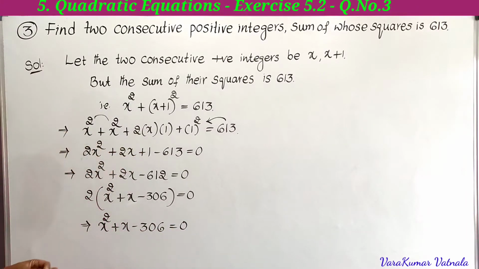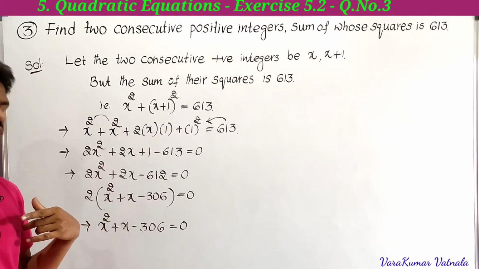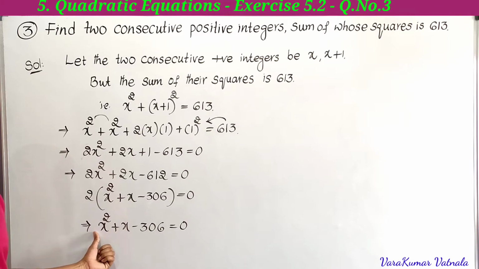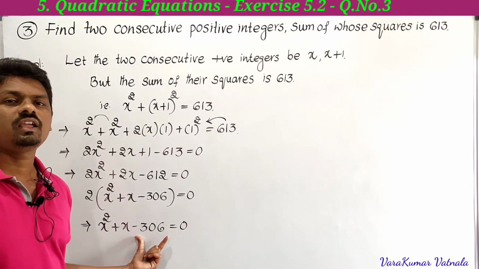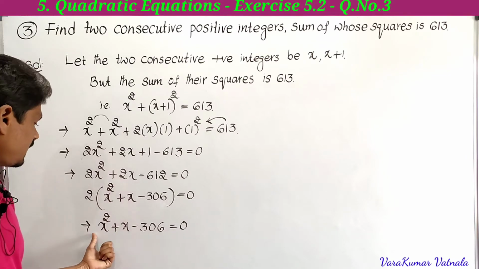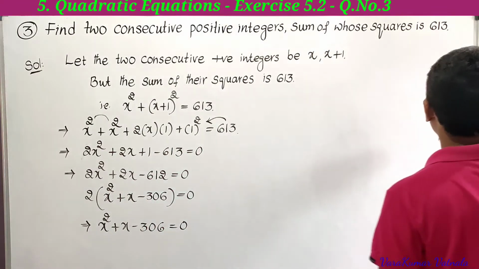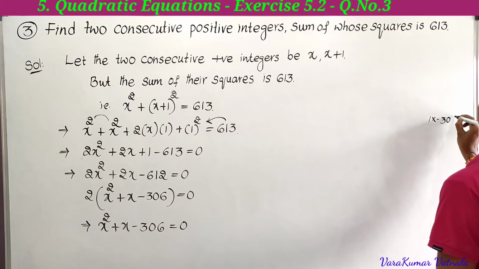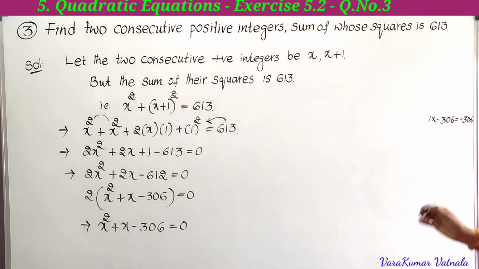Now this is the quadratic equation formed from the given situation. Now we have to solve this. Here the x square coefficient is 1, the x coefficient is 1, the constant is minus 306. Multiply the x square coefficient with the constant: 1 into minus 306 we get minus 306. Now we have to resolve 306 into two factors.